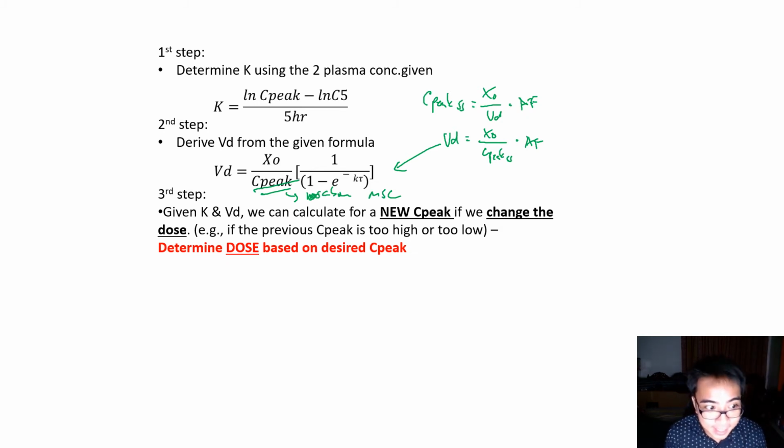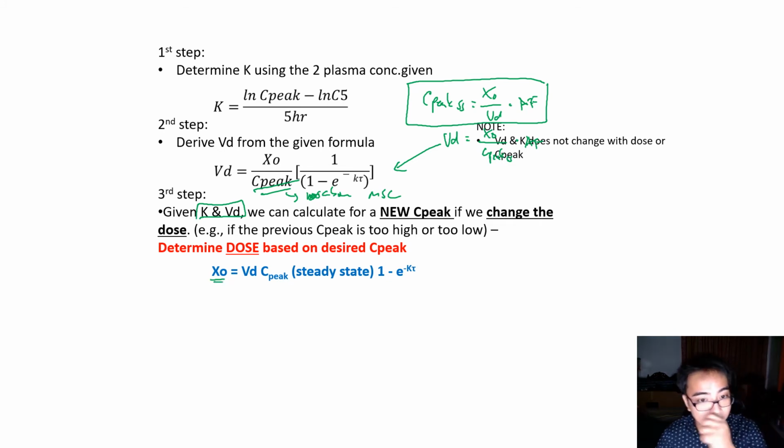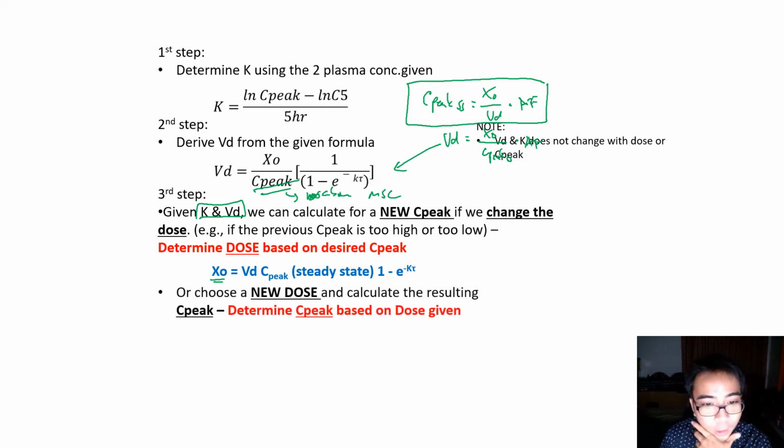So therefore, I can adjust the dose. Okay? Provided, class, you have your K and VD. So normally, class, as long as the K and VD does not change, the formula for dose would be this. Again, transpose lang naman to from the equation natin. From the formula na this one. Okay? So ito yung formula for a dose. Provided you have your actual VD, yung computed VD and the C peak, actual C peak. Okay? Or choose a new dose and calculate the resulting C peak.